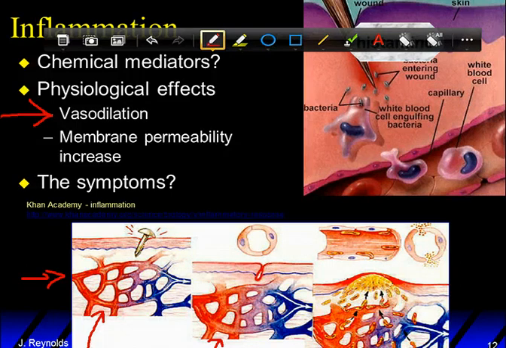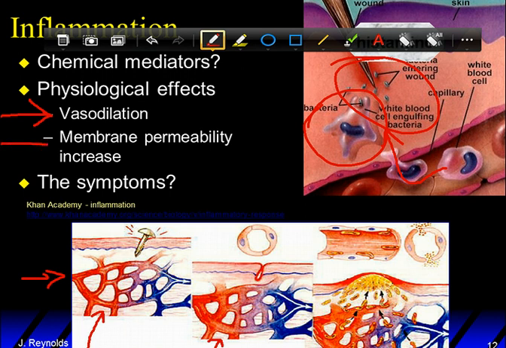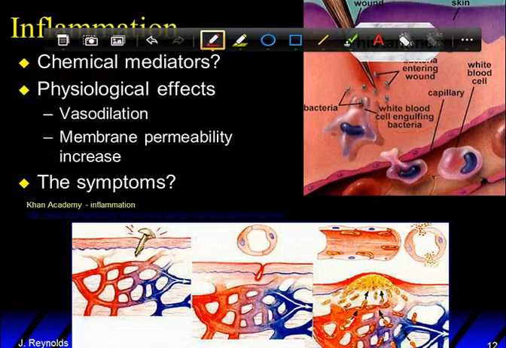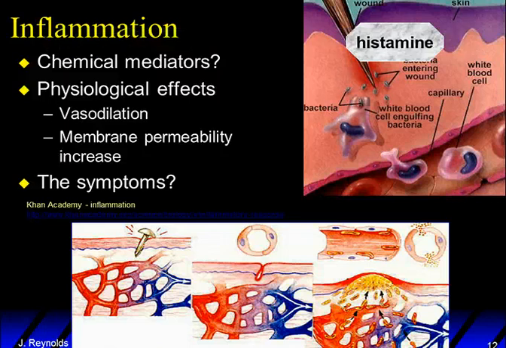By the way, these chemicals, again, are released by mast cells, cells that have died in the area, or white blood cells that are moving into the area. Okay, there's another thing that histamine does. It makes the blood vessel leaky. So let me go to the next shot.